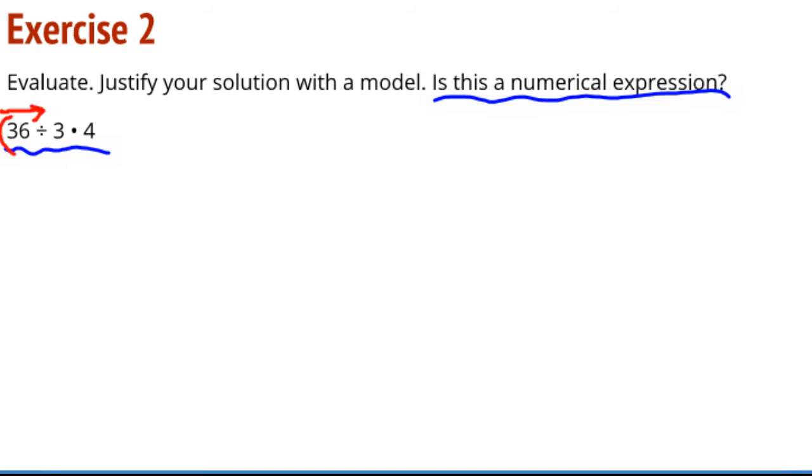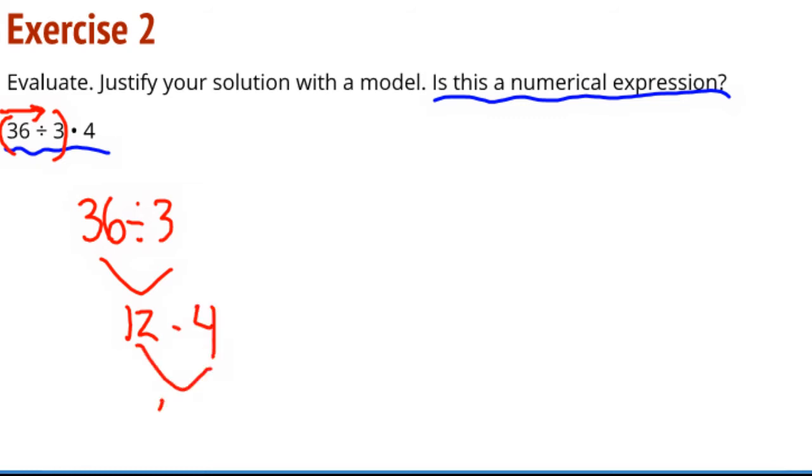I've got 36 divided by 3. 36 divided by 3 gives me 12. And then I've got times 4, so I'm going to go left to right, and I get to the multiplication symbol and get 48.